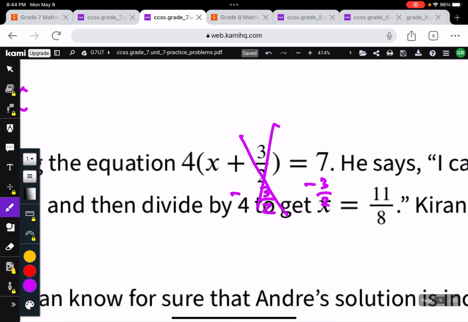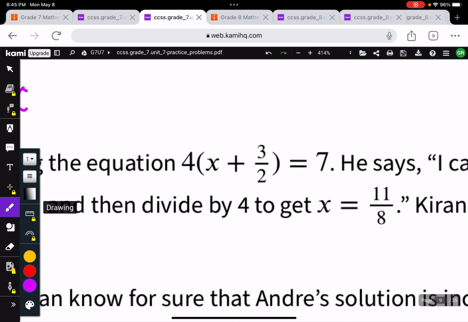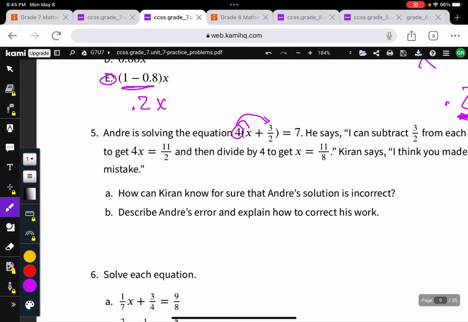But, Andre, I'm sorry, we have learned that we can't get rid of 3 halves, because we don't have 3 halves. We actually have x plus 3 halves, and we have 4 of them. We have 4 x's, and we have 4 3 halves. So it says, describe Andre's error and explain how to correct his work. Well, he doesn't need to get rid of 3 halves. He needs to get rid of 4 3 halves. 4 times 3 halves, which is 12 halves, which is 6. Then he can get rid of 6 if he'd like.